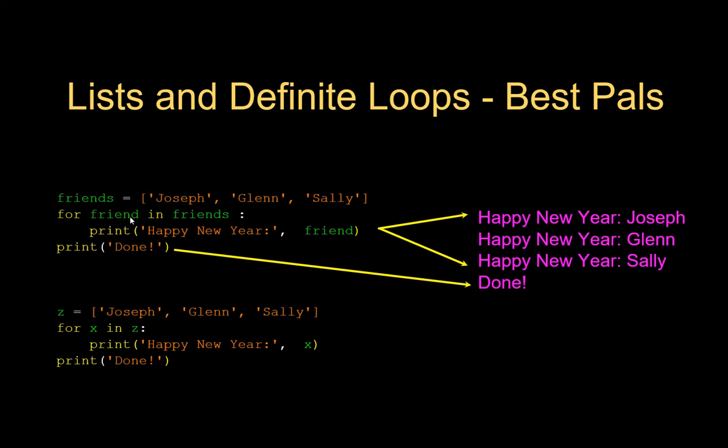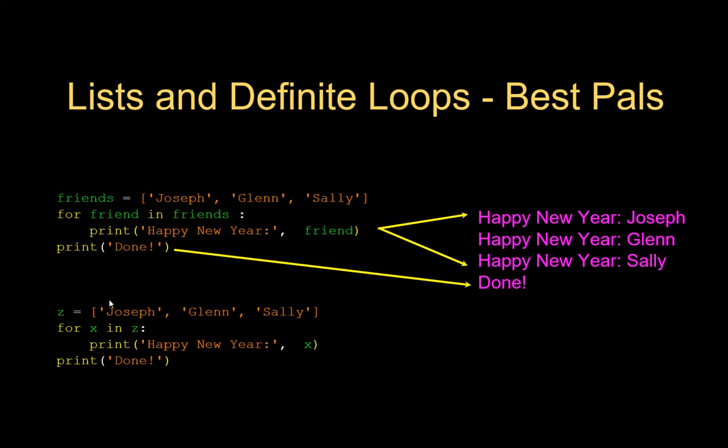And after this for block, we will print done. So our output is going to be Happy New Year Joseph, Happy New Year Glenn, Happy New Year Sally, and at the end we have done. So the idea here, we have another example which the output is identical to the above example.